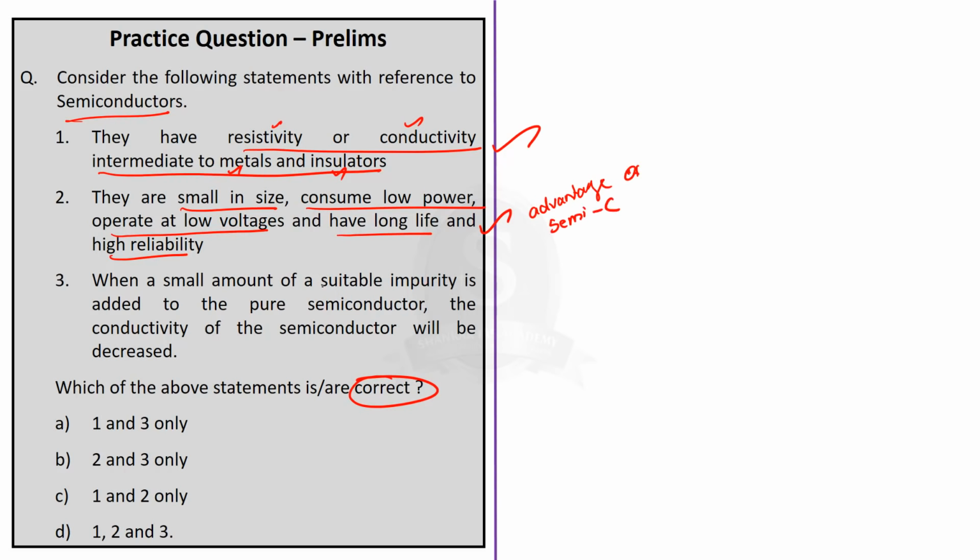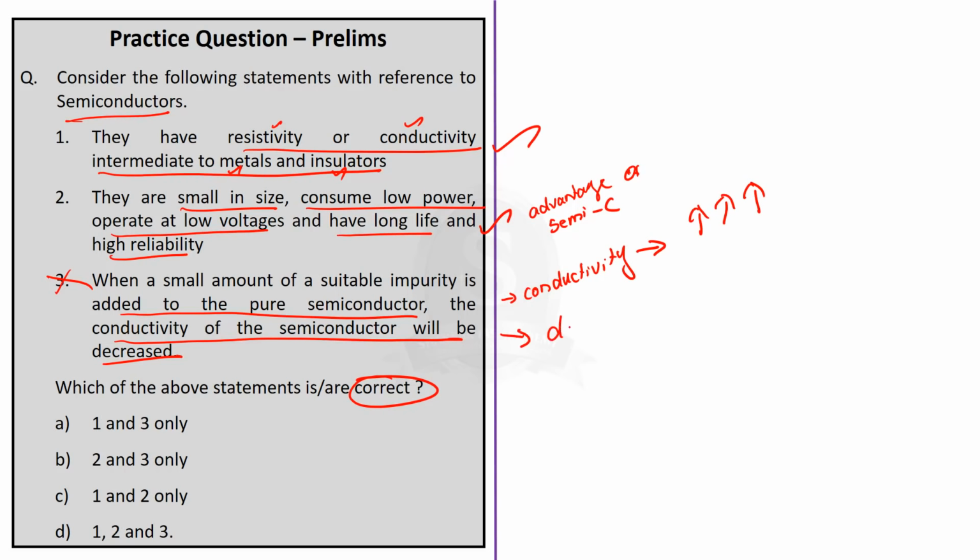When a small amount of suitable impurity is added to the pure semiconductor, the conductivity of the semiconductor will be decreased. See, this statement is wrong, because when a small amount of suitable impurity is added to the pure semiconductor, the conductivity of the semiconductor is increased manifold. Such materials are known as extrinsic semiconductors or impurity semiconductors. The deliberate addition of desired impurity is called doping, and the impurity atoms that are added are called dopants. Such a material is called doped semiconductors. So, since statement 1 and statement 2 are correct, the correct answer here is option C, 1 and 2 only.